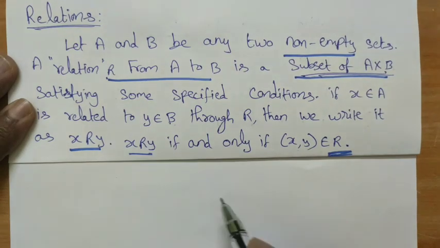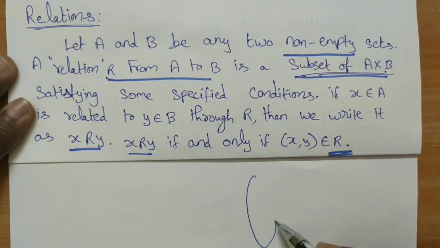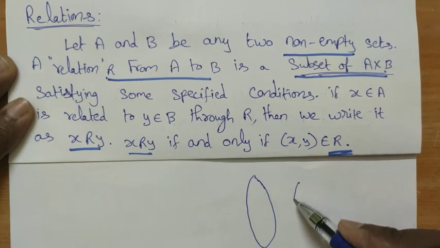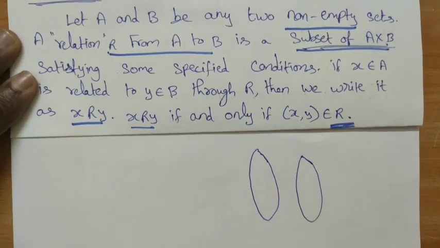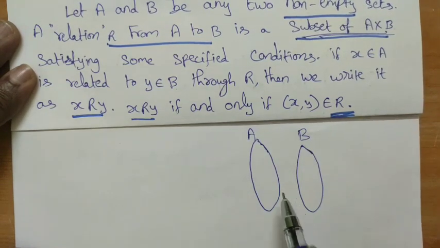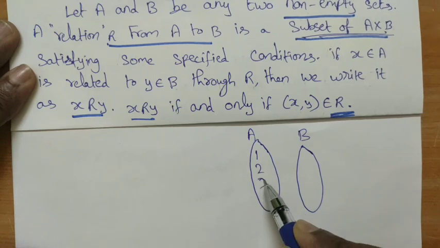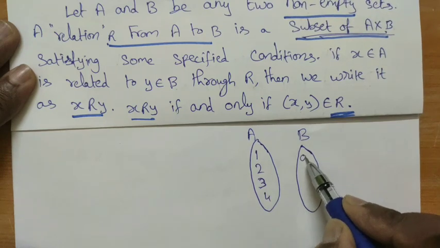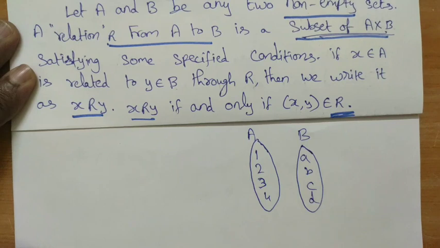Okay, two sets are given. First I draw one set like this, and then another set. Let me take them as set A and B given in the function. So sets A and B are both non-empty sets. Some elements may be there like this, A, B, C, D.